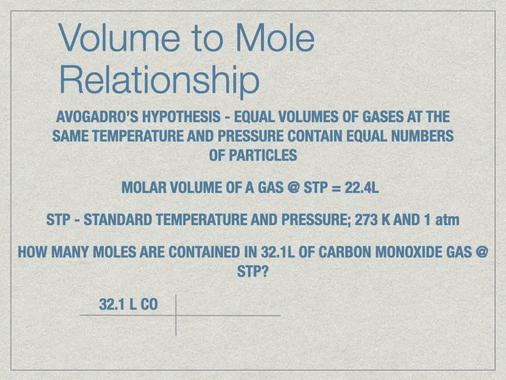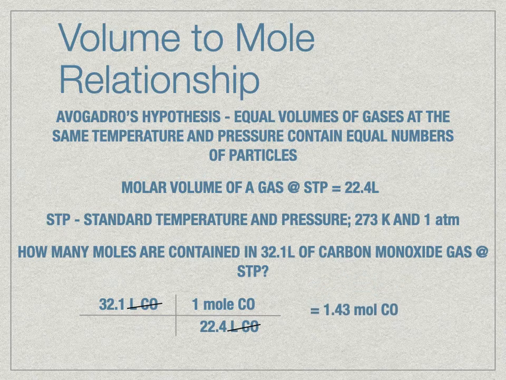We give our given piece of information in the top left corner. Make sure you have units and compound. Again, every mole conversion is 1 mole of something equals. So this time it's 1 mole of CO equals 22.4 liters of CO. Again, it doesn't matter what the gas is. If you're at standard temperature and pressure, every gas has a molar volume of 22.4 liters. All right, so liters of CO are going to cancel. You're going to multiply across the top, divide across the bottom, and we end up with 1.43 moles of CO.